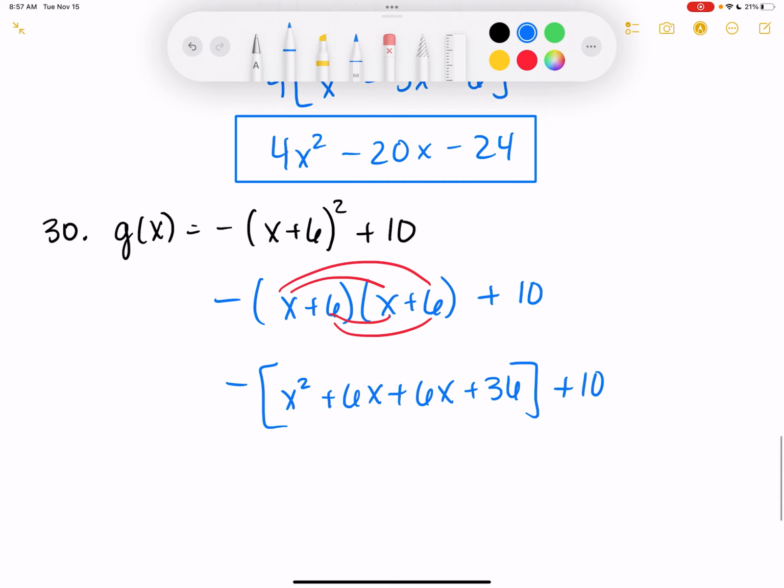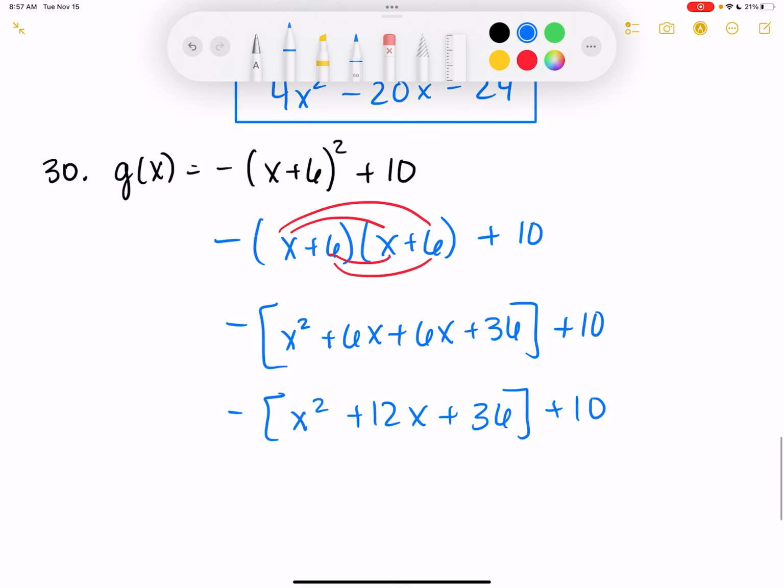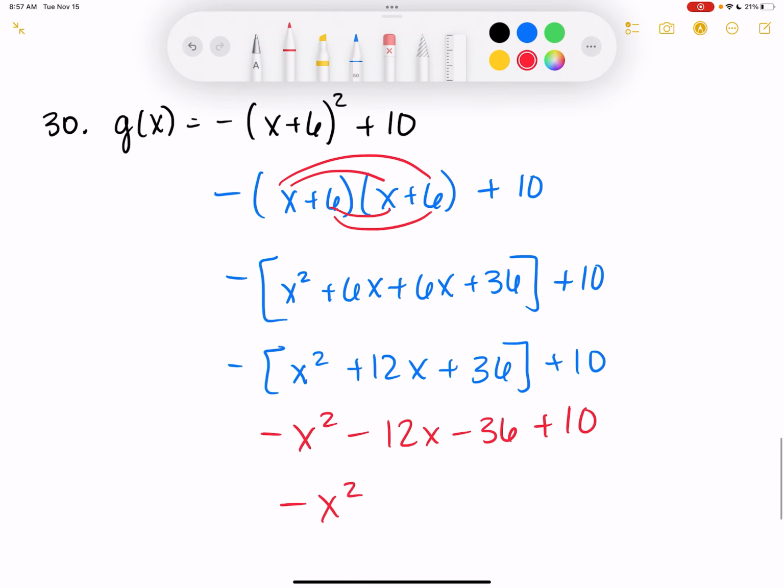So then combine like terms. We've got negative times x squared plus 12x plus 36, plus 10. So then we're going to multiply the negative through all the way across what's in the bracket. So we have negative x squared minus 12x minus 36 plus 10. And then now I can combine the negative 36 and the 10 to give you negative x squared minus 12x minus 26.